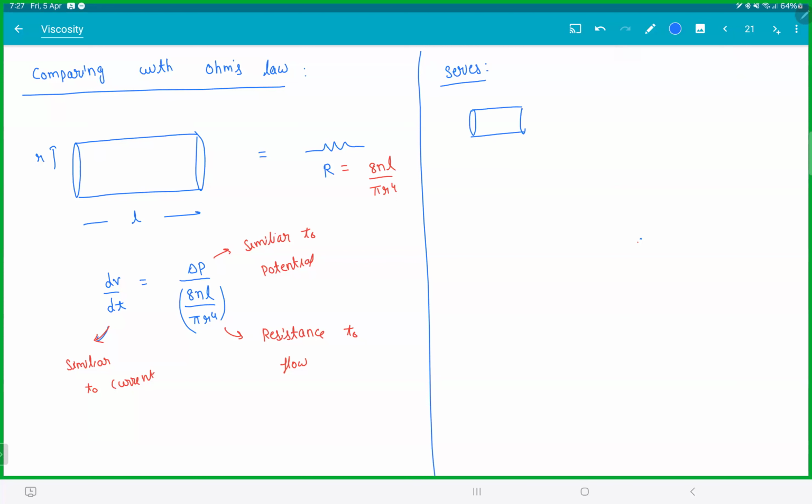So if you have two pipes in series, let's say length L1, radius R1, and length L2, radius R2, you can replace this with two resistors. R1, which is 8 eta L1 by pi R1 power 4, and R2, which is 8 eta L2 by pi R2 power 4. Therefore, R equivalent is R1 plus R2. So here the final formula will be volume flow is delta P by R equivalent.